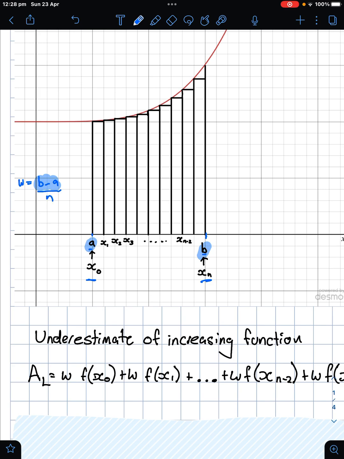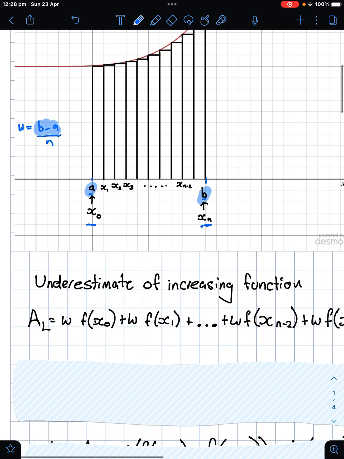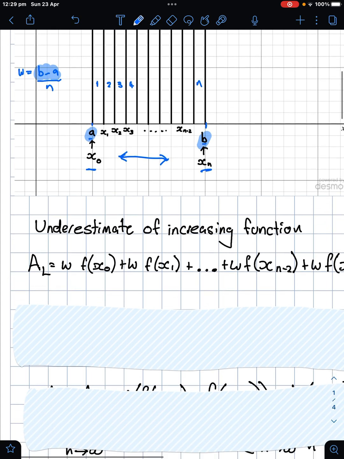So you notice this lower rectangle, this is my first rectangle here. So I've got 1, 2, 3, 4, etc., and I'll go through to n intervals here. So I work out how long this distance is, and then I divide it up by the number of intervals I want.